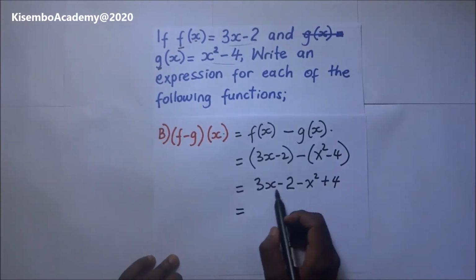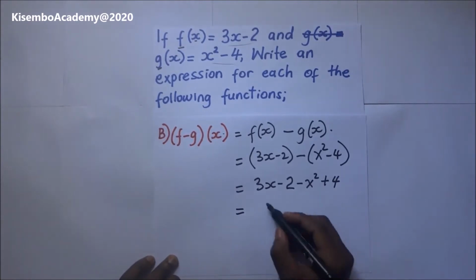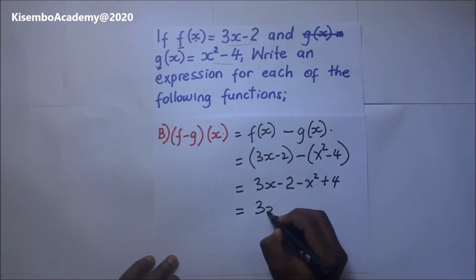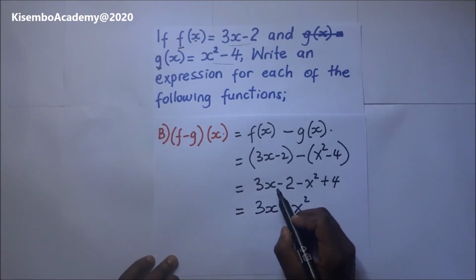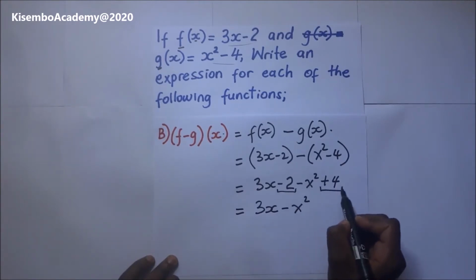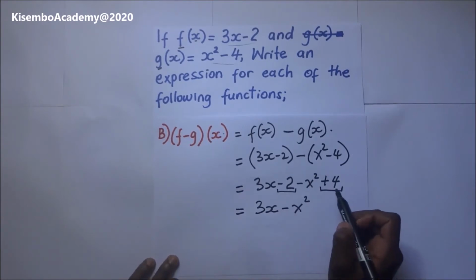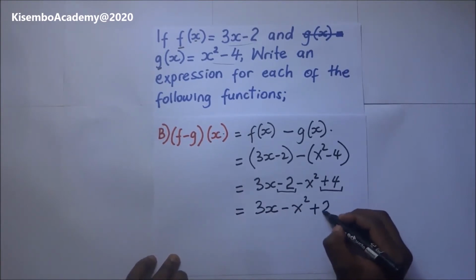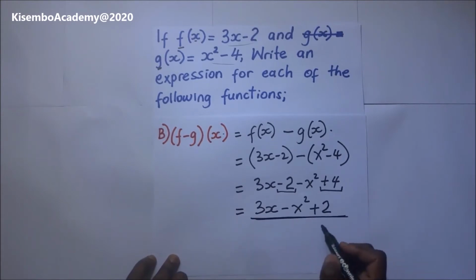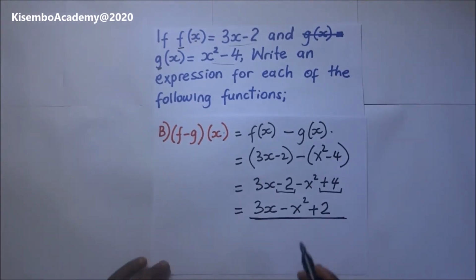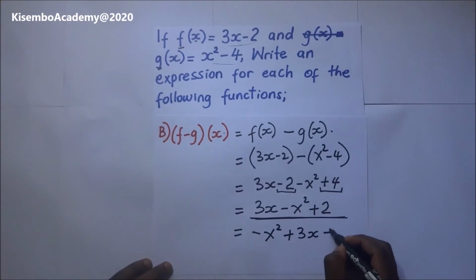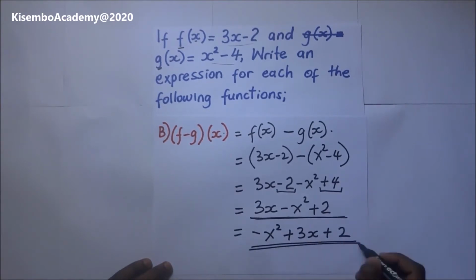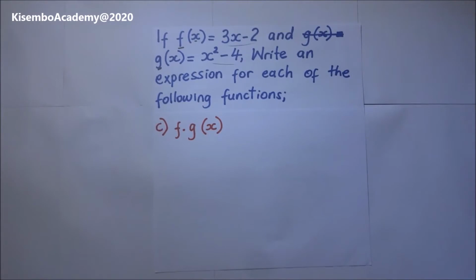That's going to become, of course, we collect like terms. This is going to become 3x, that is -x squared. Then we have -2 here and +4. -2 plus 4 is going to give us +2. So that gives us the answer. Or if I may rearrange this in the form of a quadratic equation, it turns out to be -x squared plus 3x plus 2.